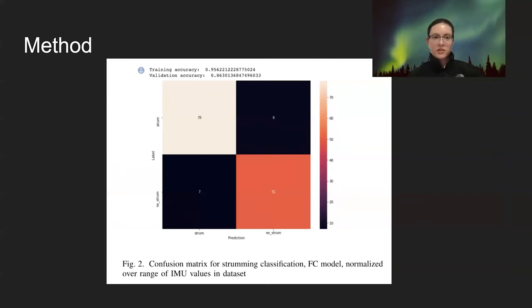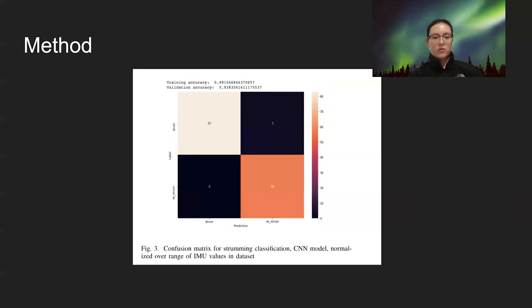In this process, to find the most highly performant model, we tried a lot of different possibilities. Starting as a baseline, for strumming classification we used a fully connected model. A key thing to note is that we normalized not over all possible IMU values, but over the IMU values that we got in our data set, and similarly when we moved on to flex sensors, because we found this was more performant. The validation accuracy is a little bit low, so there's room for improvement. In the following slide, we moved to strumming classification with a CNN model, which was much more highly performant, with just a few false positives.